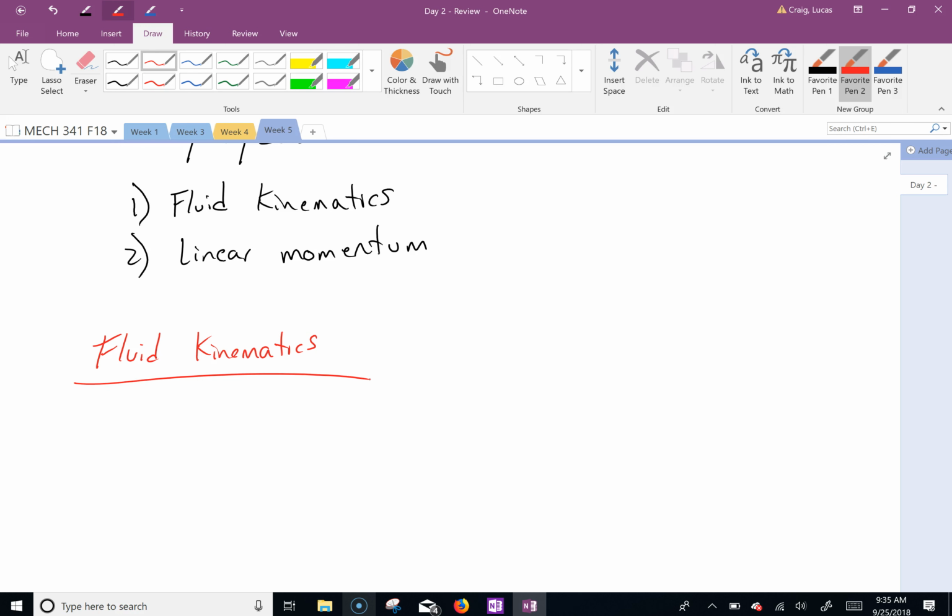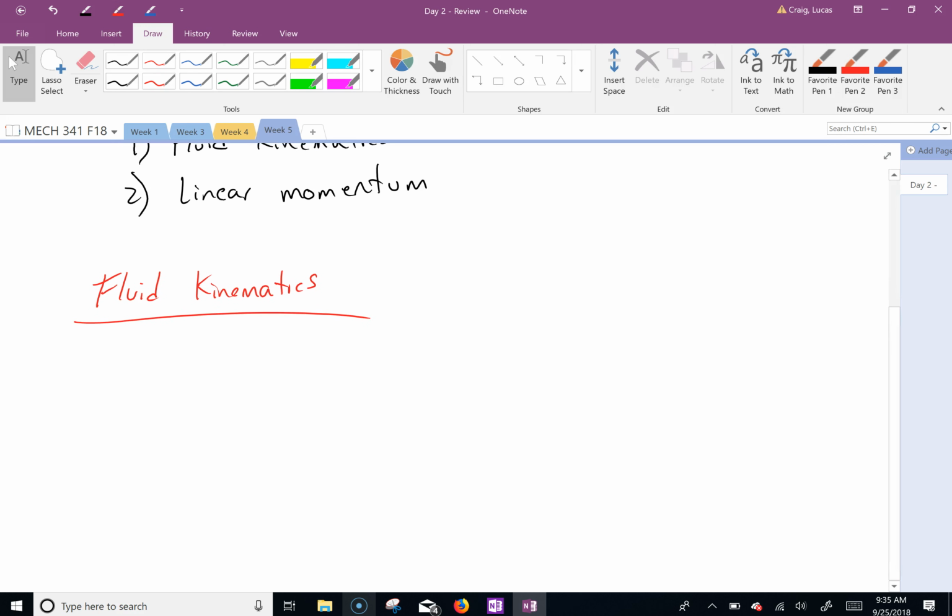All right. Okay, so fluid kinematics. In this, I'm going to give you a velocity profile. Okay. So for example, say I give you this. So we'll cover every kind of the basics, and then we'll do some practice problems.